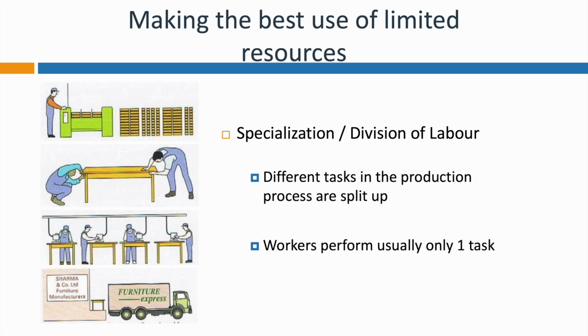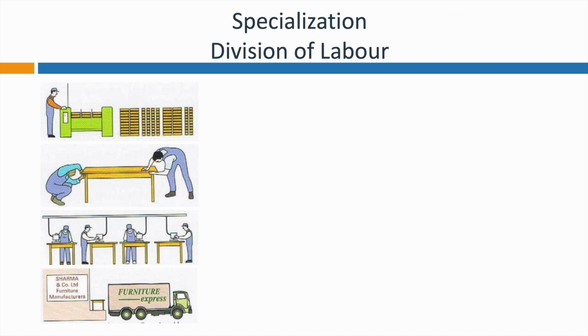Specialization and division of labor happen as a result of the fact that we have limited resources and we're trying to make the best use of them. We split the production process up into different tasks. Usually we have the workers specialize, and this is going to lead to some advantages and disadvantages. You're free to brainstorm, think about what these could be, and then in a minute we're going to cover it.